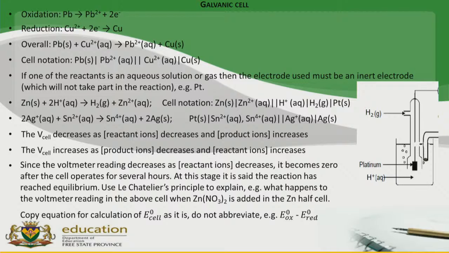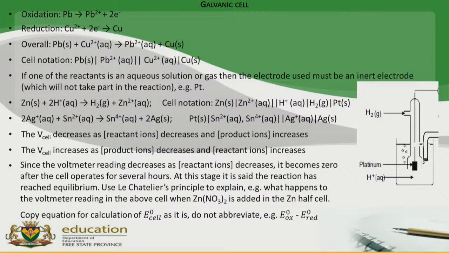And then you might be asked to explain using Le Chatelier's principle what will happen. You know that using Le Chatelier's principle, if you increase the concentration of zinc ions, therefore the reaction that will use those zinc ions must be favored. It means you'll favor the reverse reaction. No? Okay.